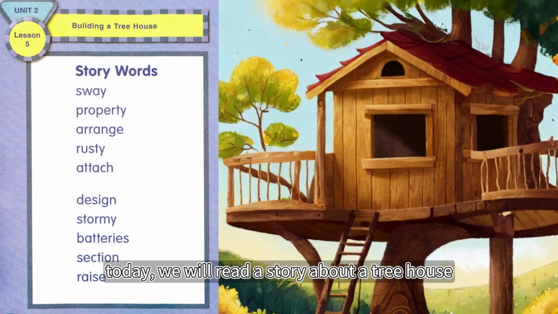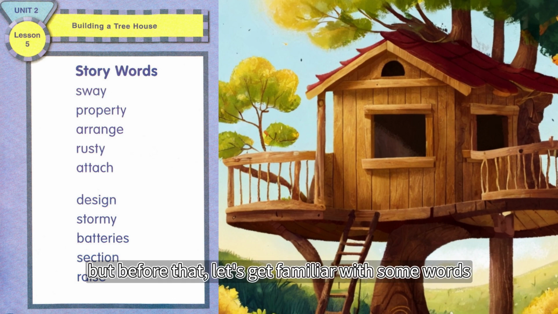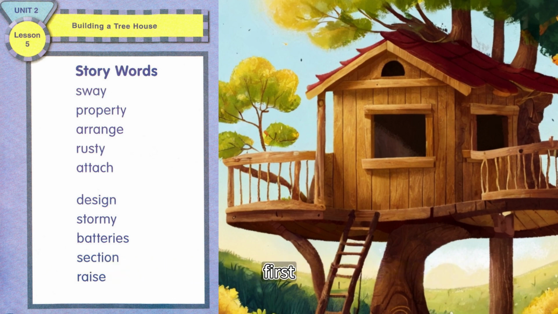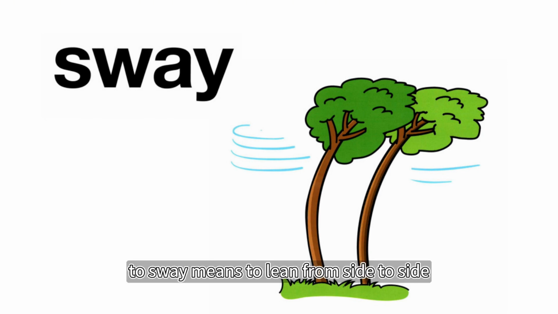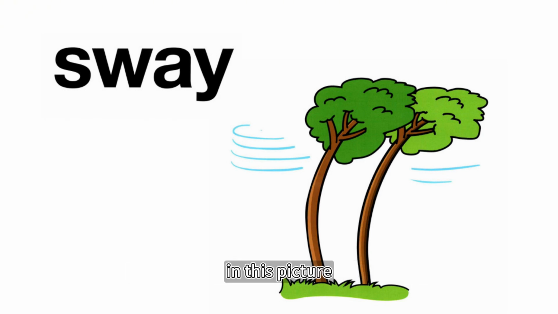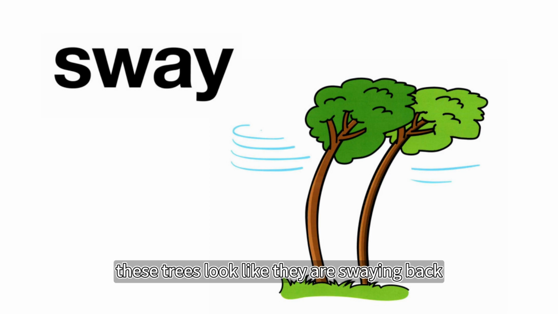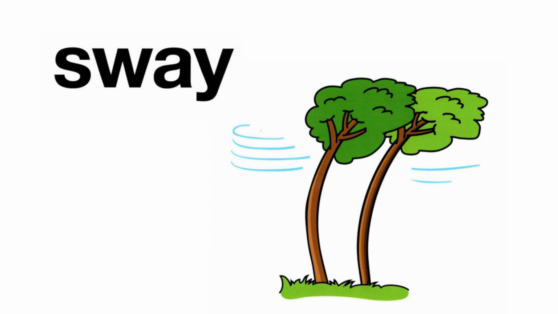Today, we will read a story about a tree house, but before that, let's get familiar with some words first. Sway. To sway means to lean from side to side. In this picture, these trees look like they are swaying back and forth in the wind.